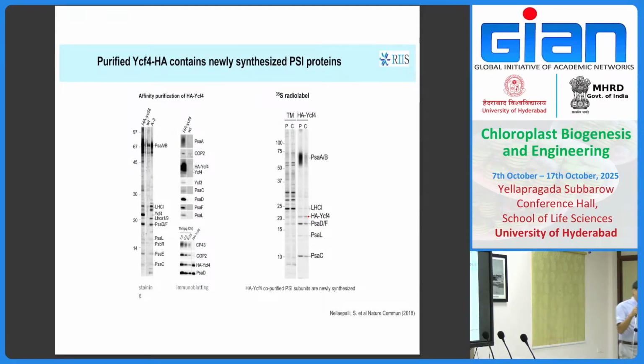And PSA-D, F is also going down, decreasing. So these PS1 proteins associated with YCF4 are also transient. They are not stably associated with YCF4. The newly synthesized PS1 proteins are preferentially associated with YCF4, like YCF3 also. So we can conclude that YCF4 is also involved in the post-translational events of PS1 accumulation.